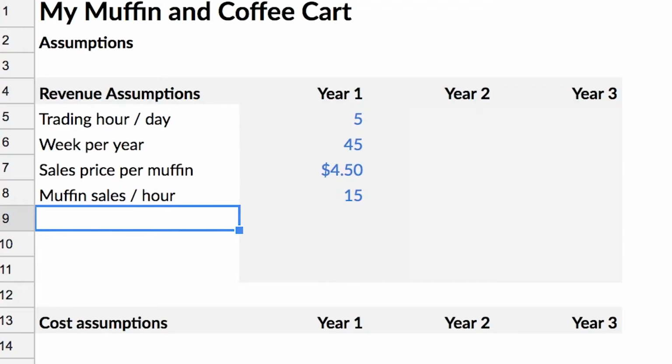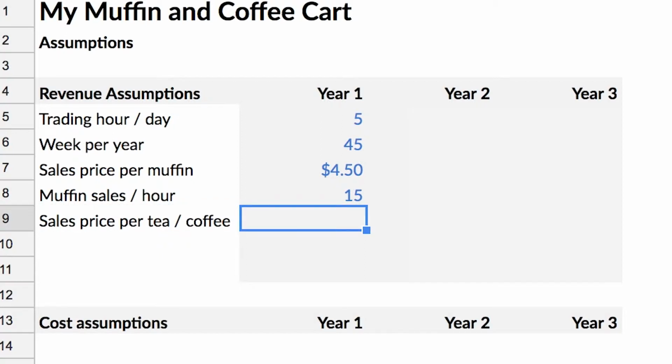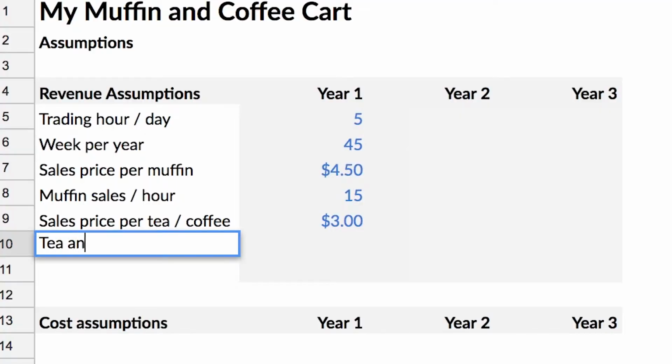Let's think about tea and coffee. So let's enter in the sales price for each tea or cup of coffee that you sell. And let's assume we sell tea and coffee for $3. And just to keep things simple, let's just assume there's one size of beverage that we sell, and then tea and coffee sales per hour.